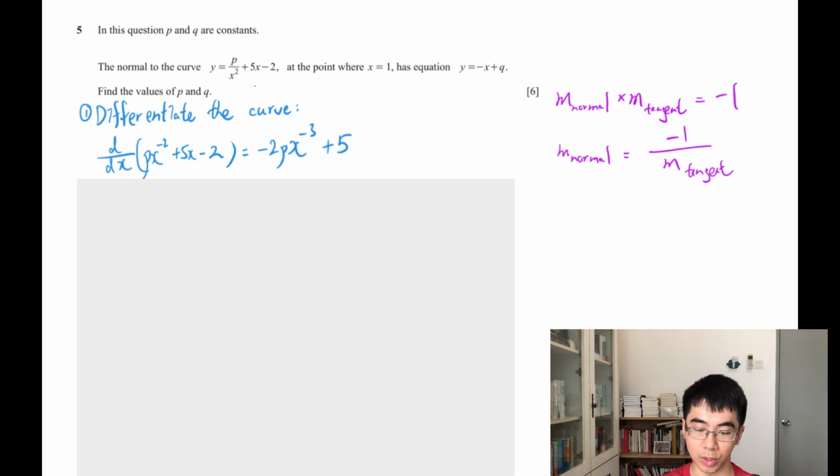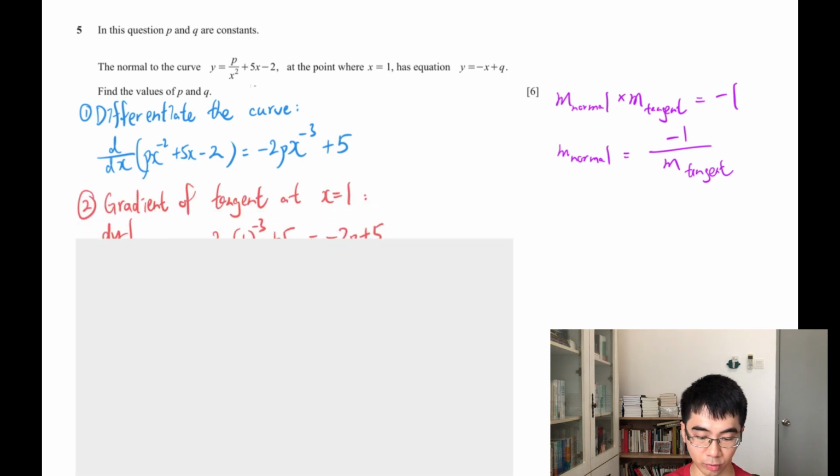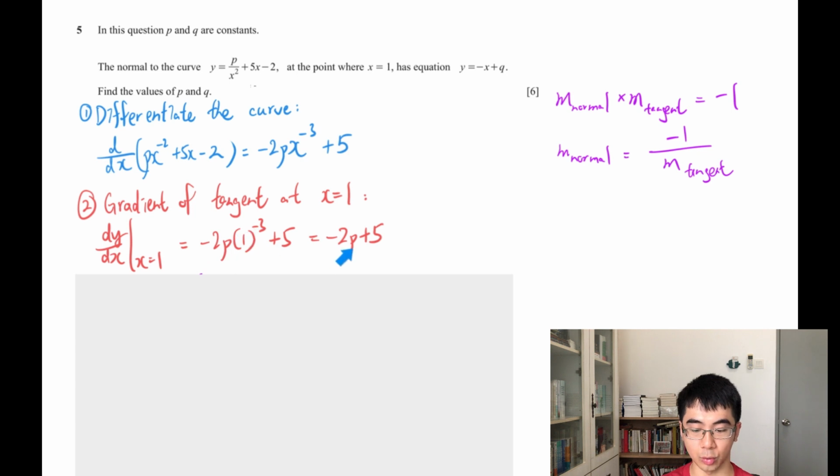And now we just put in where x is equal to 1, what should be the gradient of the tangent. So the gradient of the tangent where x is equal to 1, I will represent it like this. When x is equal to 1, it should be -2p times 1 to the power -3, which is still 1, and then plus 5. This should be the gradient of the tangent.